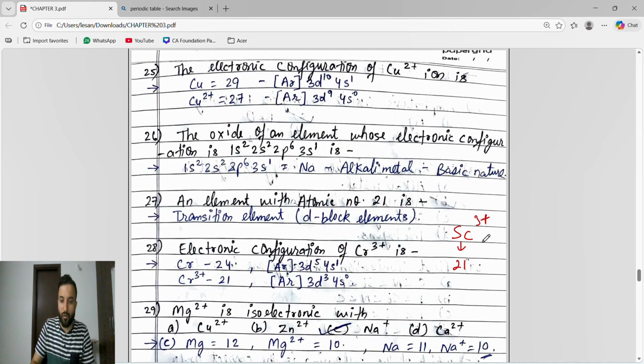If removing the electron, it will decrease. Minus how many electrons we remove? 3. So that is 18. Like that you have to check. So scandium Sc3+ has a total number of electrons of 18. So like that we have to check.